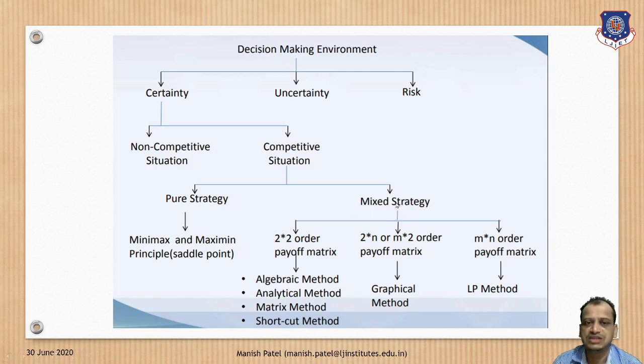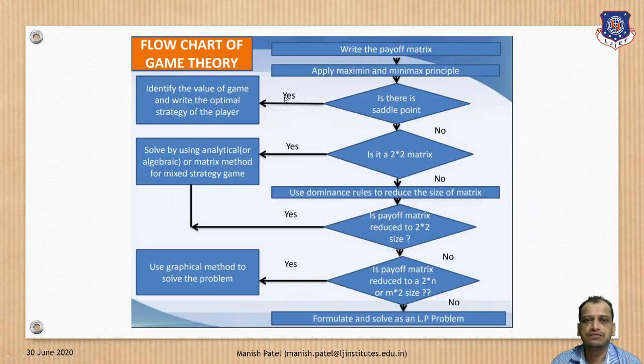But if you have mixed strategies, you can solve it with the help of three methods: 2 cross 2, 2 cross n or m cross 2, and m cross n. If you have 2 cross 2, then you can solve it by the algebraic method, shortcut method, or analytical method we discussed in the previous lecture. But in this lecture, we are going to focus on the graphical method. So let's start.